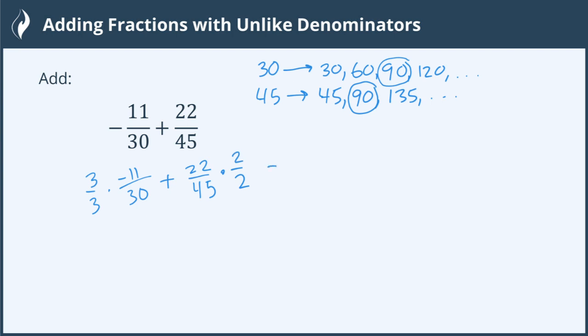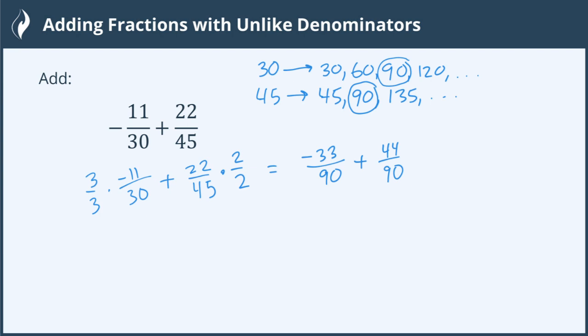Okay, when I do that, 3 times negative 11 is negative 33. 3 times 30 is 90. And then 22 times 2 is 44. 45 times 2 is 90. So again, we haven't changed the value. The value of these fractions is still the same as they were. We're just changing the way that they look.